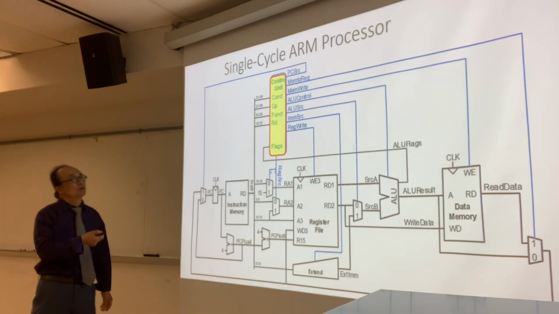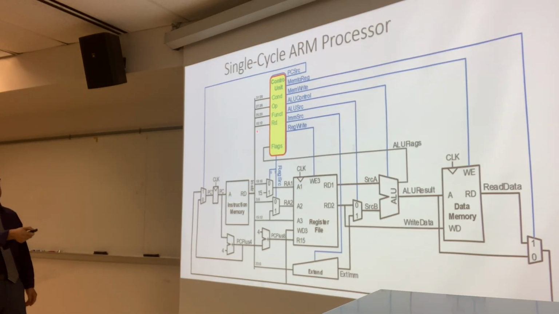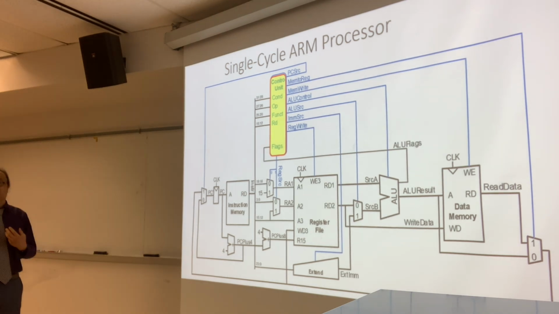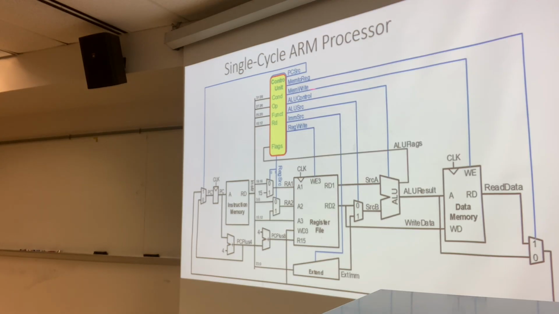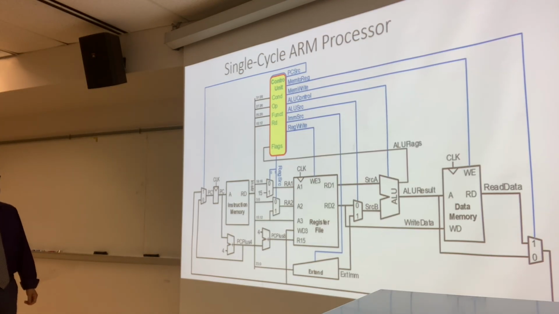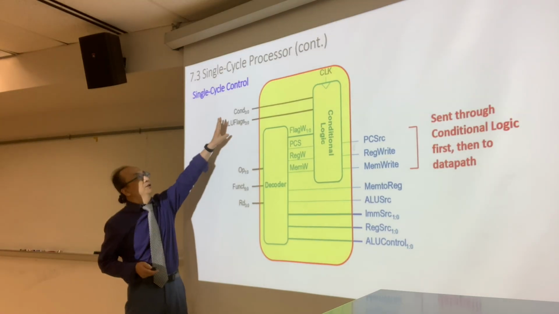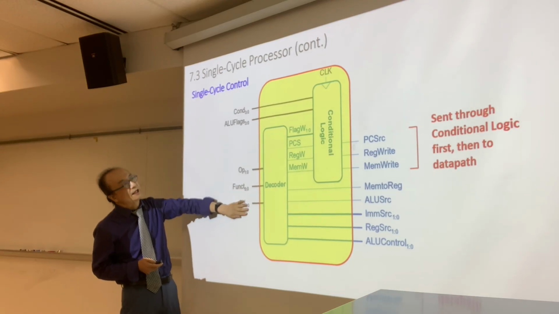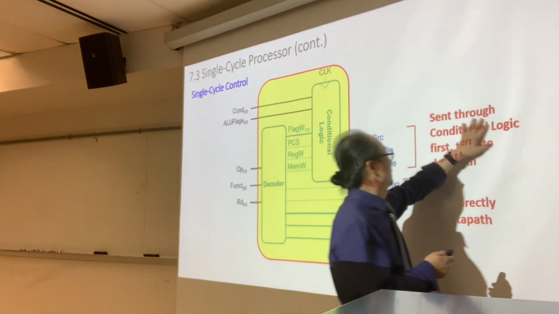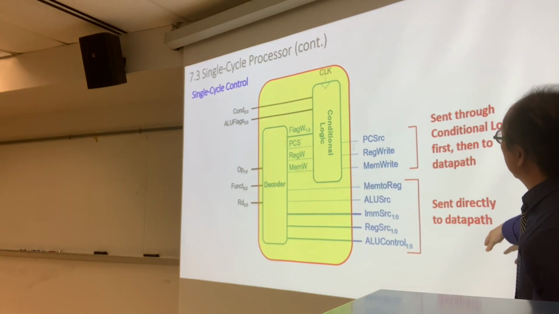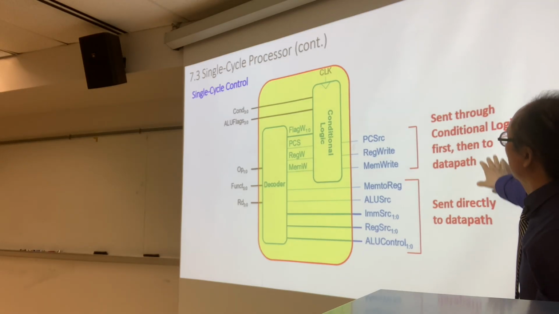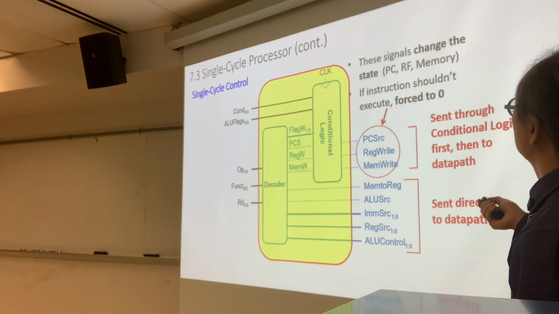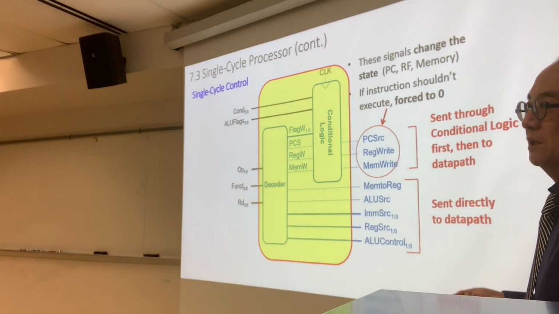In this control unit, we have all of these lines and the inputs. As you can see, COND, it was 4-bit. So it was 1110 for all the non-conditional instructions. And then the right-hand side is controlling all of these boxes in here. So we have condition bits, ALU flags, opcode, function, funct, and then RD. This side is controlling those boxes sent through the conditional logic first and the data path. And these just sent directly to the data path. And some of these signals, we're going to make 0, and it depends on the instructions.